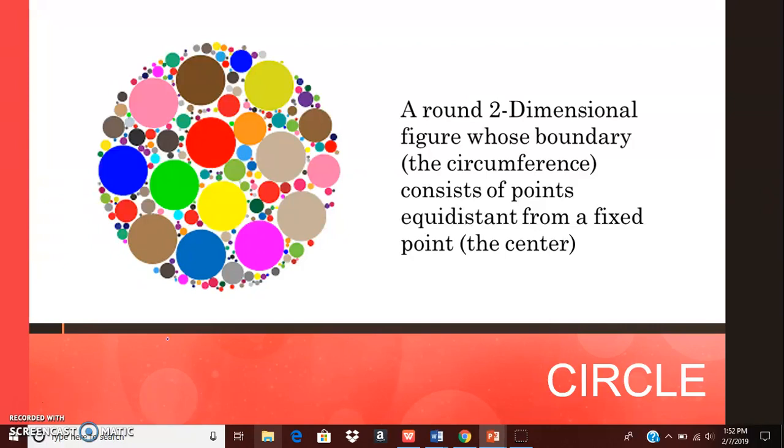As you can see in this cute little image I found, there are so many different circles. They come in all sizes, but they all have one thing in common. They are very round and there's a little point in the center, and they all have the same distance from the point, which is how they get so round, even the little tiny ones.